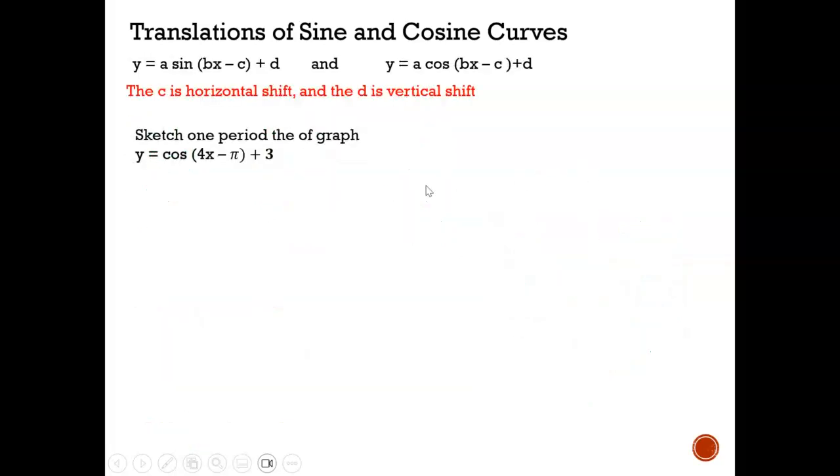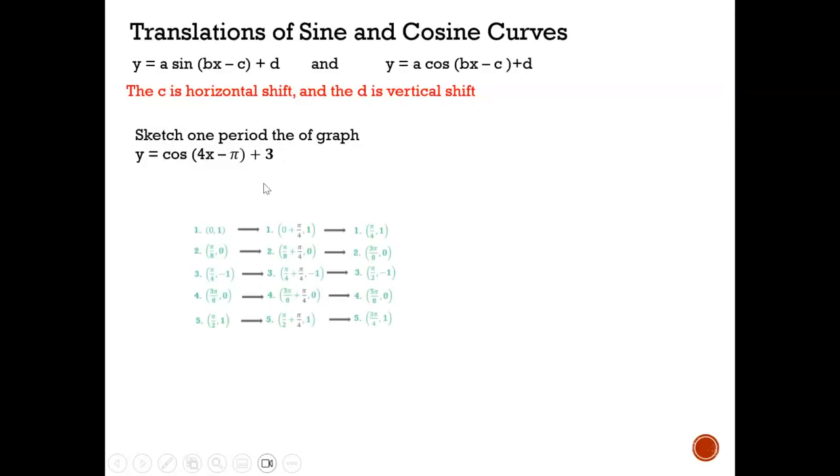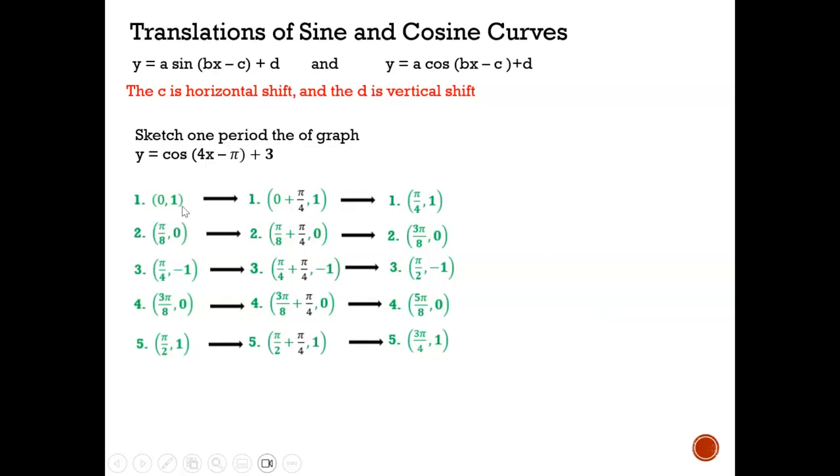Now what happens if you're going to do a horizontal shift plus a vertical shift? What do we do now? Let's do the very same one as before, y equals cosine of 4x minus pi, but now we're going to add 3. What does the 3 mean? We go back to the previous slide. These were my points for the horizontal shift, but now with the d, this means it's going to be a vertical shift, which means I'm going to add 3 to every y value.